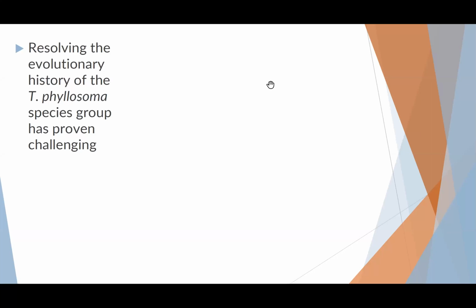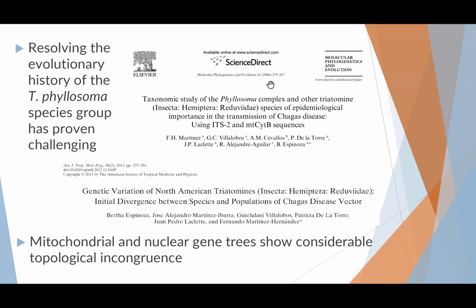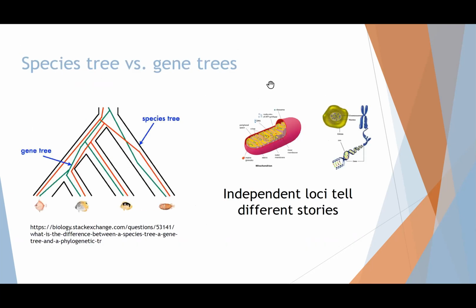Resolving the evolutionary history of the Triatoma phyllosoma species group has proven challenging. For example, mitochondrial and nuclear gene trees show considerable topological incongruence. Incongruence between species tree and gene trees is an intriguing pattern. Here we can see the red gene tree and the green gene tree show very different clustering of our taxa.